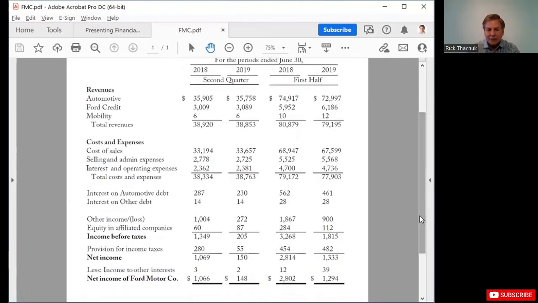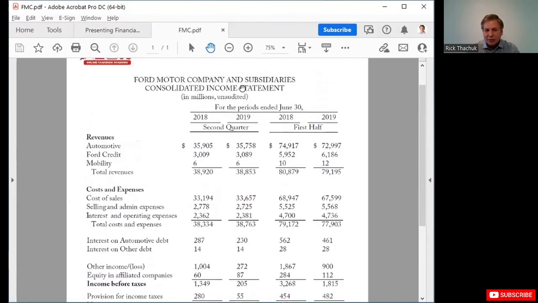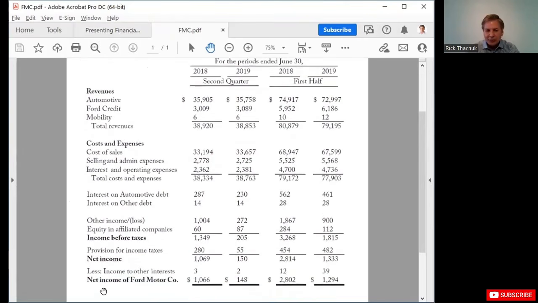Let's take a look at net income of Ford Motor Company. This is the bottom line now. So when I say net income of Ford Motor Company, I do not need to say at Ford Motor Company and subsidiaries. It's already included here. So I'll just say net income of Ford Motor Company. This is singular. So I'll say was, and then I'll give the value and then the change.